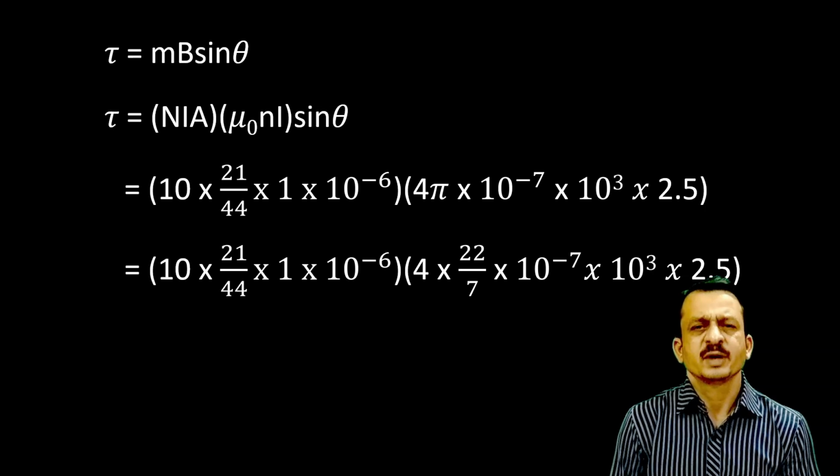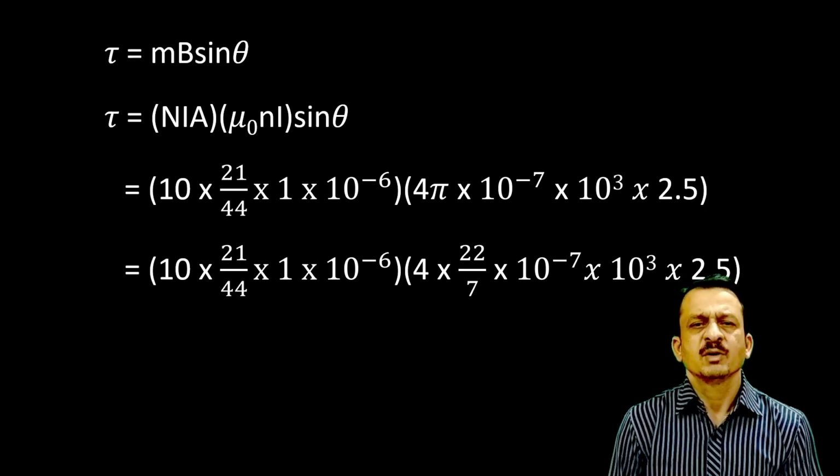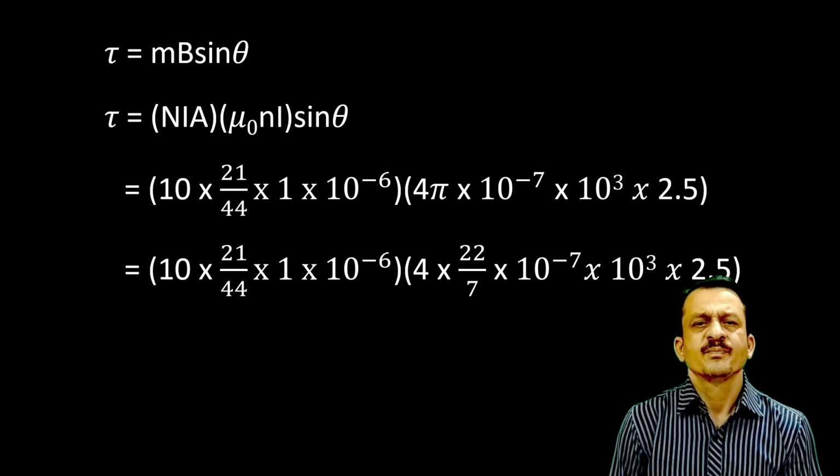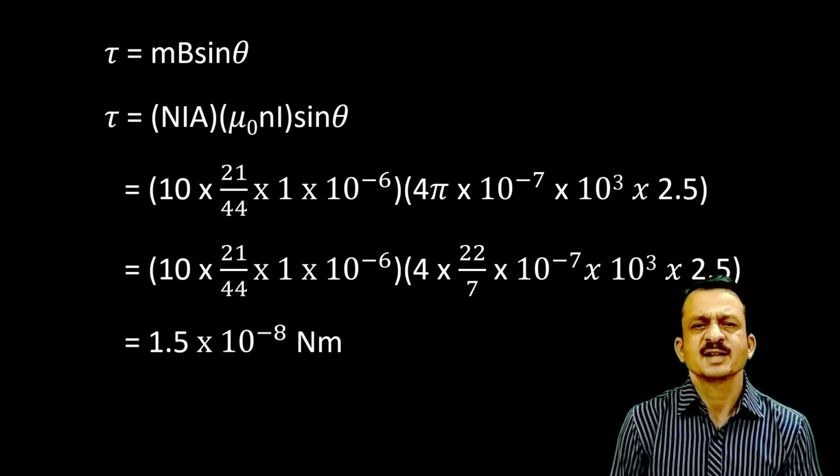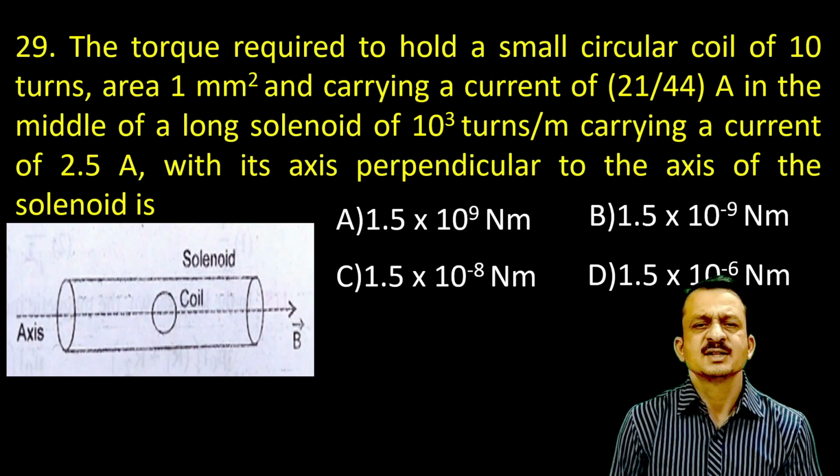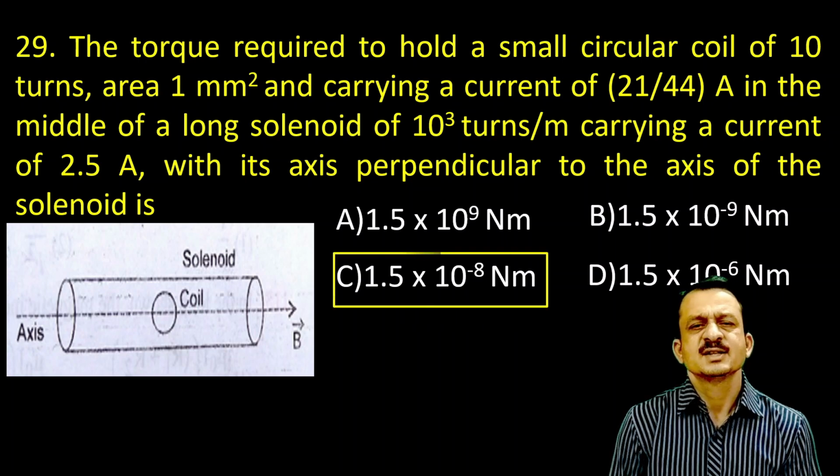15 into 10 to the minus 9, or 1.5 into 10 to the minus 8, that is the torque. Therefore 1.5 into 10 to the minus 8 Newton meter is the answer, and hence the answer is C. C is the right answer, 1.5 into 10 to the minus 8 Newton meter.